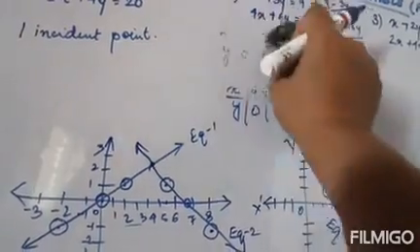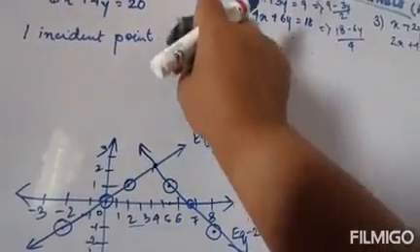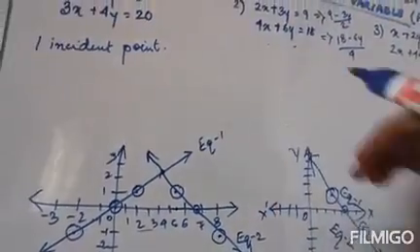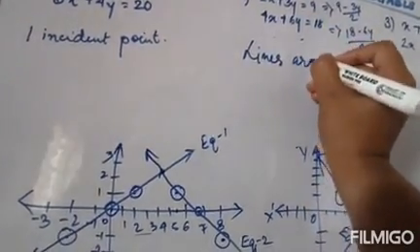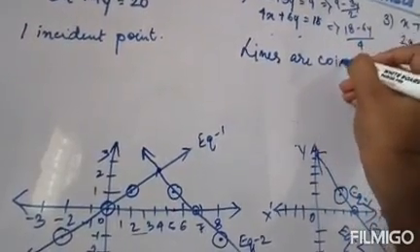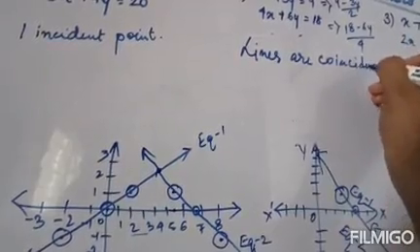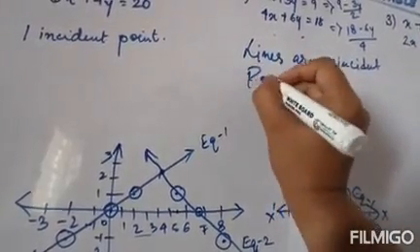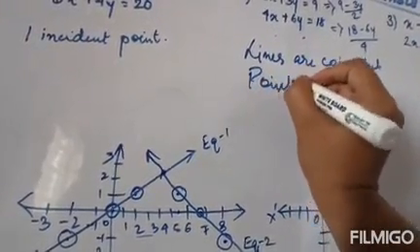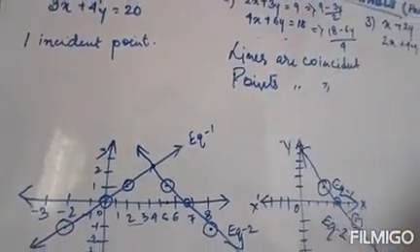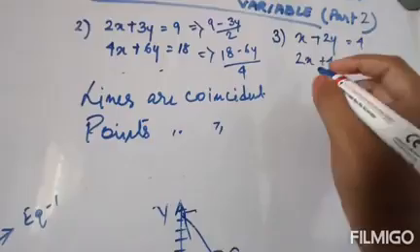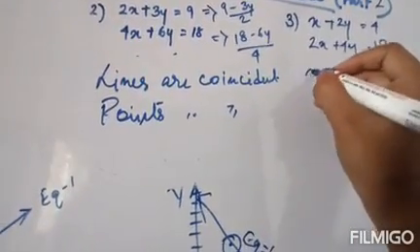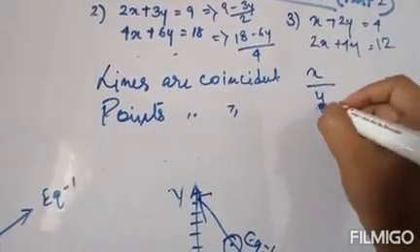So we can see the lines are coincident, the points are also coincident, correct? And the third one is what? x, y.